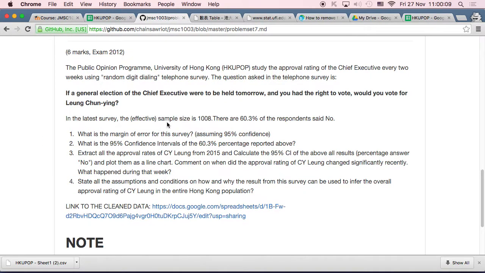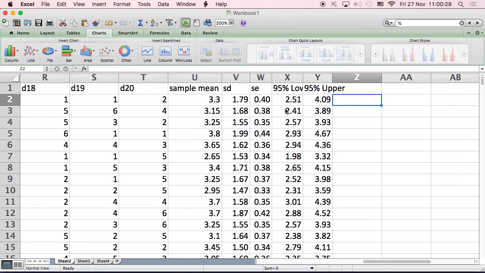In the latest survey, the sample size is 1,008, and 60.5% of the respondents said no. The first question is, what is the margin of error for this survey, assuming 95% confidence?